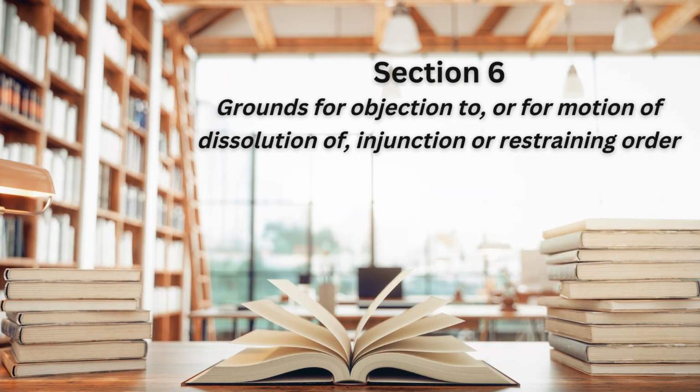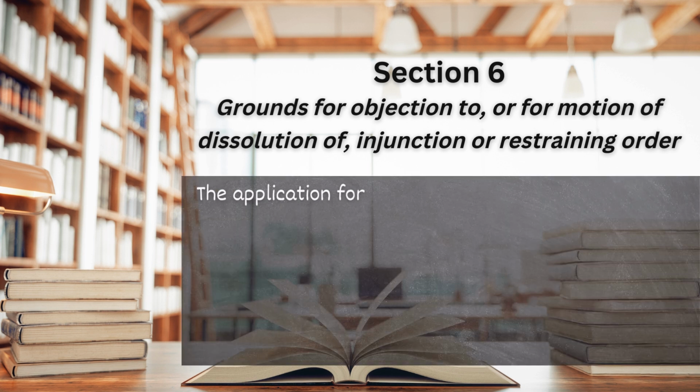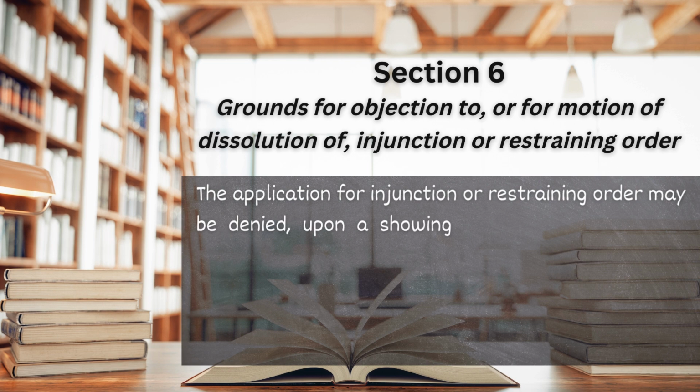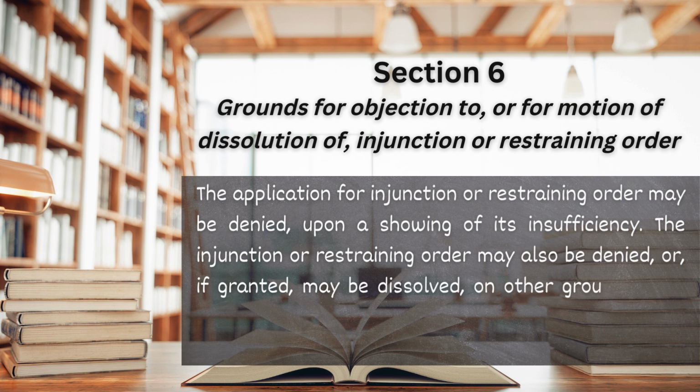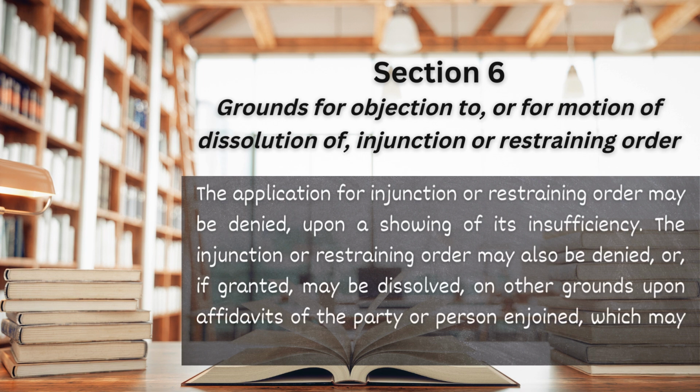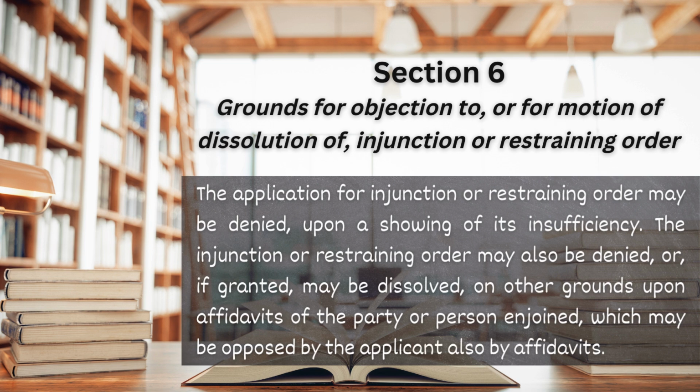Section 6. Grounds for objection to or for motion of dissolution of injunction or restraining order. The application for injunction or restraining order may be denied upon a showing of its insufficiency. The injunction or restraining order may also be denied or, if granted, may be dissolved on other grounds upon affidavits of the party or person enjoined, which may be opposed by the applicant also by affidavits.